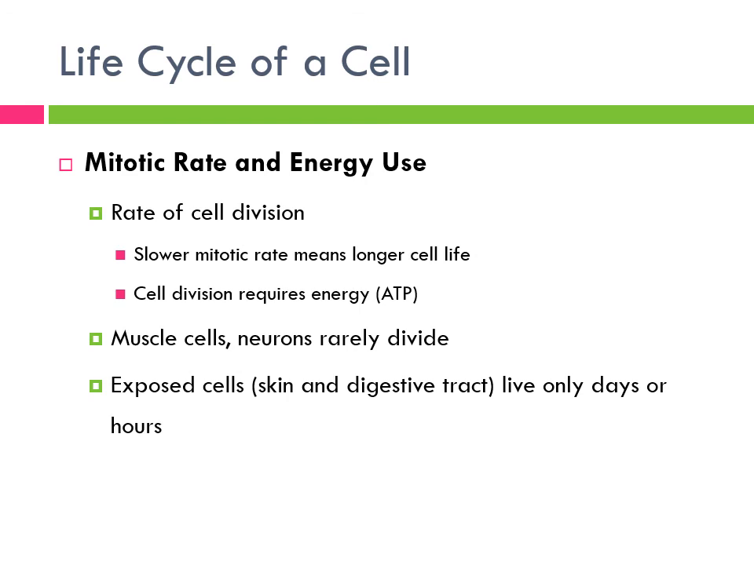Cellular division does require ATP. So without ATP, our cells cannot divide. Muscle cells and neurons rarely divide. So that's an important bit if we were to say, what kind of cells divide? Muscle cells and neurons rarely divide, whereas exposed cells like skin cells and the cells in the digestive tract divide rapidly.